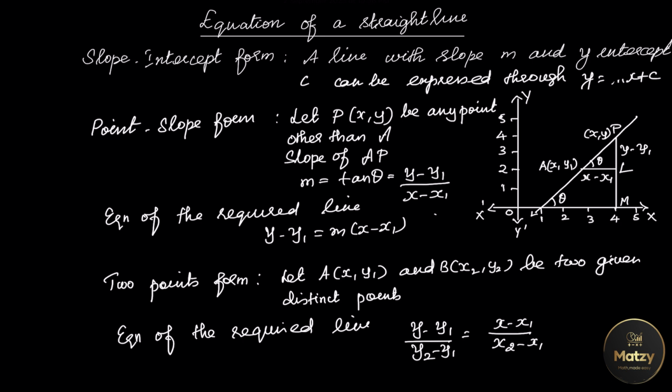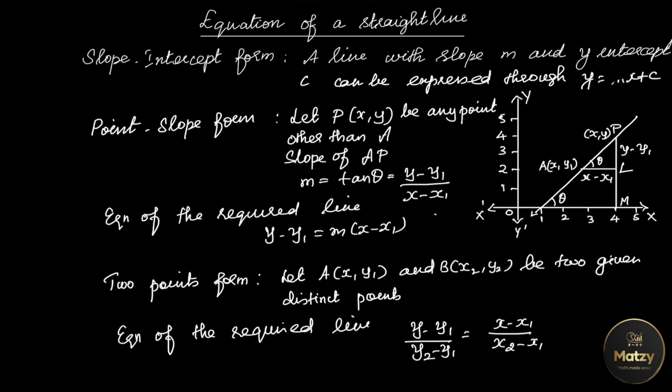Okay. Now, the required equation is, this line AP is passing through X comma Y and X1 comma Y1. Slope is M. So formula is Y minus Y1 is equal to M into X minus X1 because M is Y minus Y1 by X minus X1. Okay. Next one, 2 points formula.